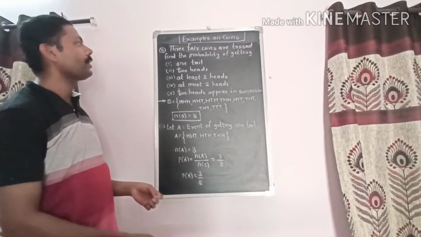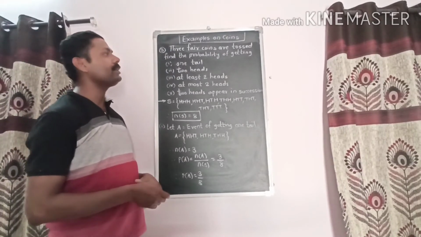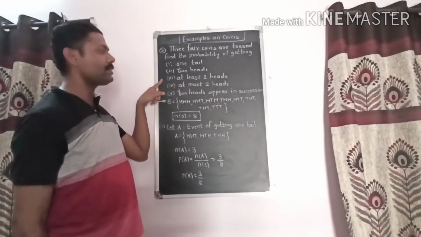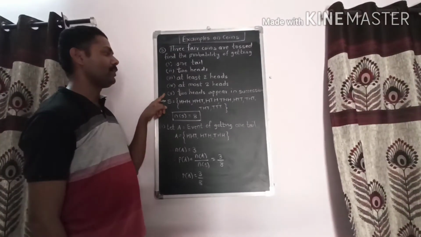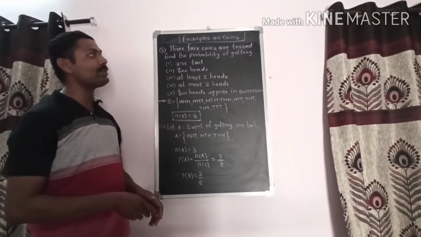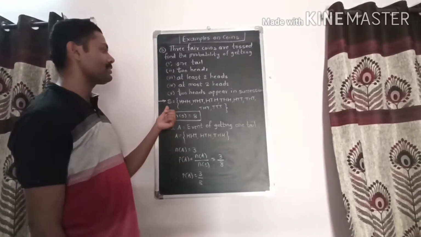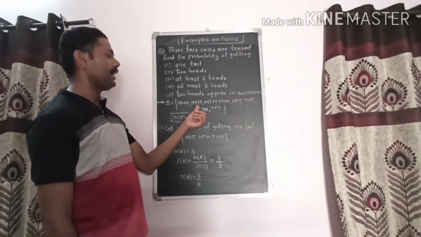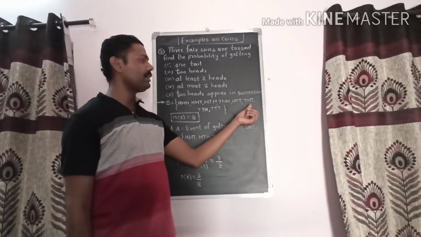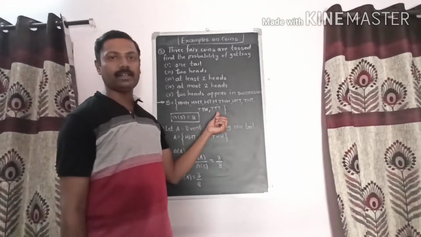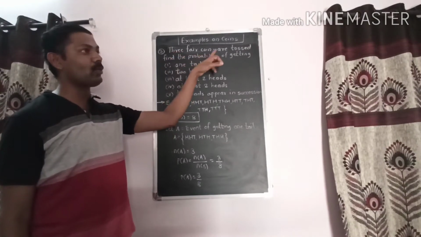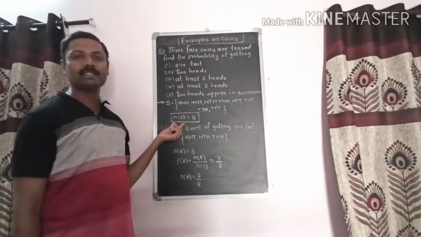Next example. Three fair coins are tossed. Find the probability of getting one tail, two heads, at least two heads, at most two heads, and two heads appearing in succession. Our experiment is three coins tossed simultaneously. So S is equal to HHH, HHT, HTH, THH, HTT, THT, TTH and TTT. So n of S is 8 here.